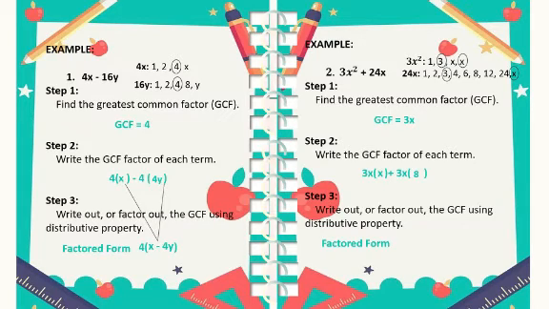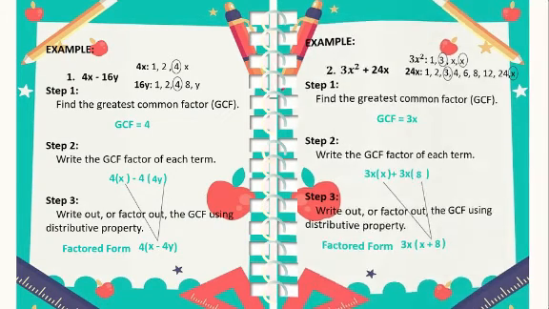Factored form. Write out the GCF using the distributive property. The 3x there is the GCF. We combine the x and the 8, so we have x plus 8.